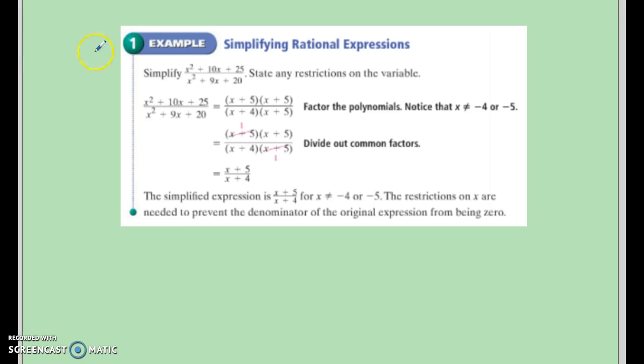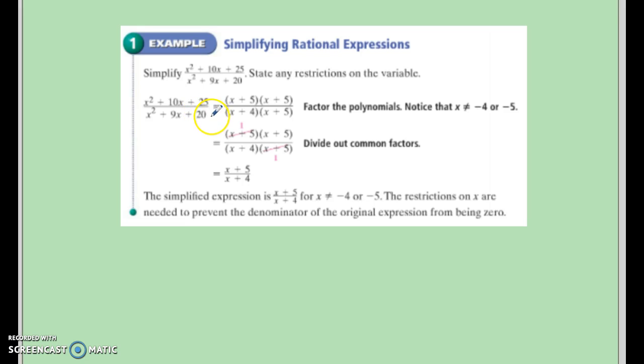So let's look at an example. I'm asked to simplify x squared plus 10x plus 25 over x squared plus 9x plus 20, and then state any restrictions. The first step is to factor my polynomials. My numerator factors into x plus 5 times x plus 5, and I know that if I were to distribute this out, this is what I would get, so I can double check. And my denominator factors into x plus 4 and x plus 5.